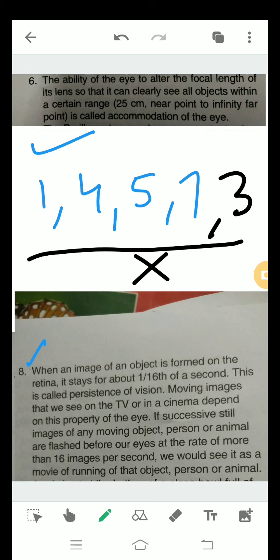What is meant by persistence of vision? How is this property of the eye used in movie films? Now for this answer, when an image of an object is formed on the retina, it stays for about 1/16th of a second. This is called persistence of vision. Moving images that we see on the TV or in the cinema depend on this property of the eye. If successive still images of a moving object, person or animal are flashed before our eyes at the rate of more than 16 images per second, we would see it as a movie of the running of the object, person or animal.